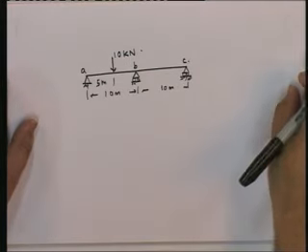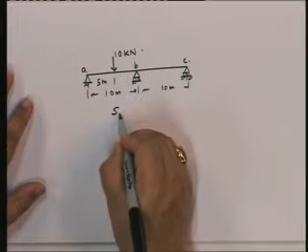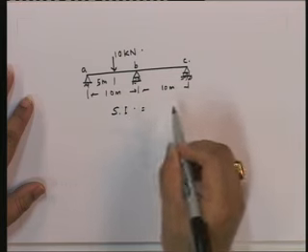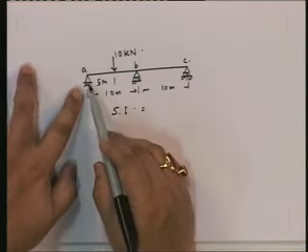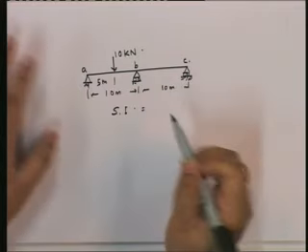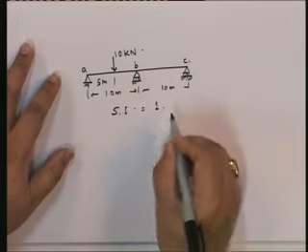And we have to find the bending moment diagram for this structure. That is what we have to do in this particular case. What is the static indeterminacy of this? We've done this over and over again. If you look at it, there are four reactions and three equations, so the static indeterminacy is one.